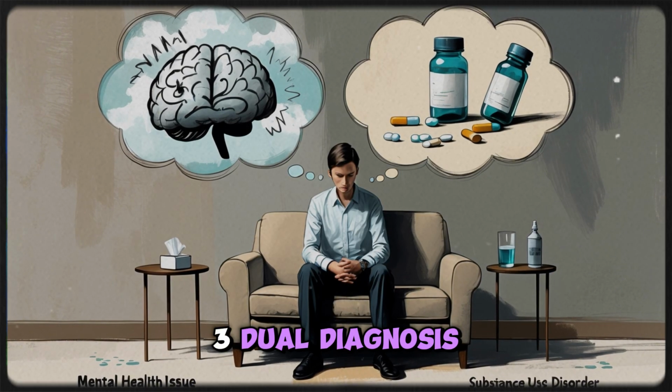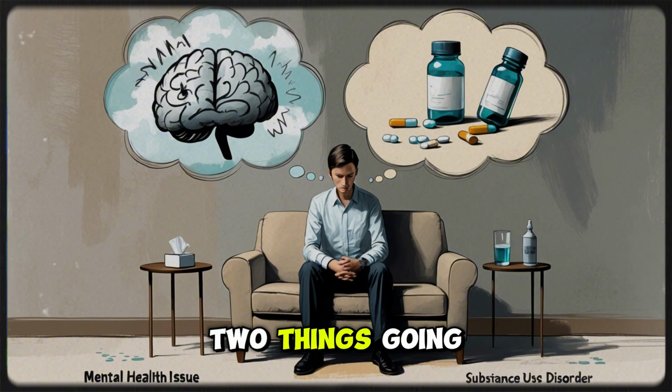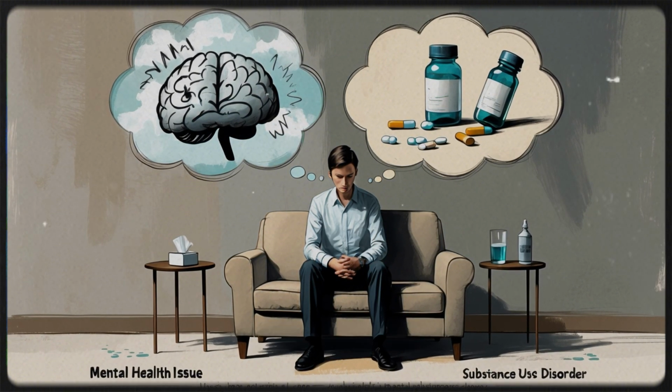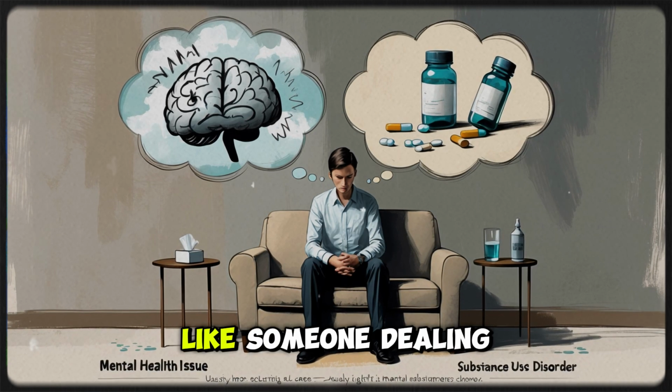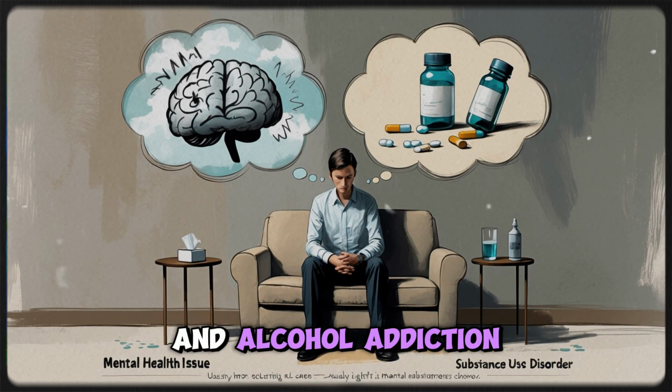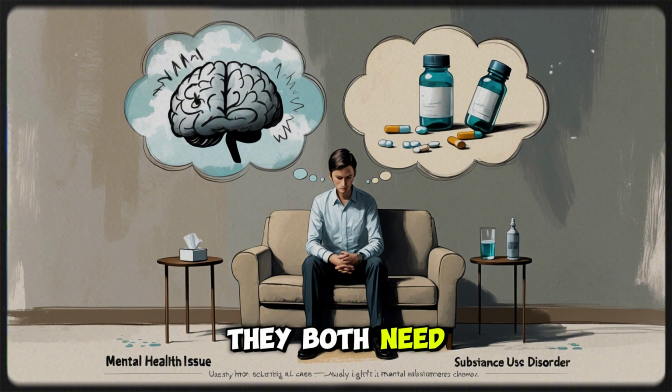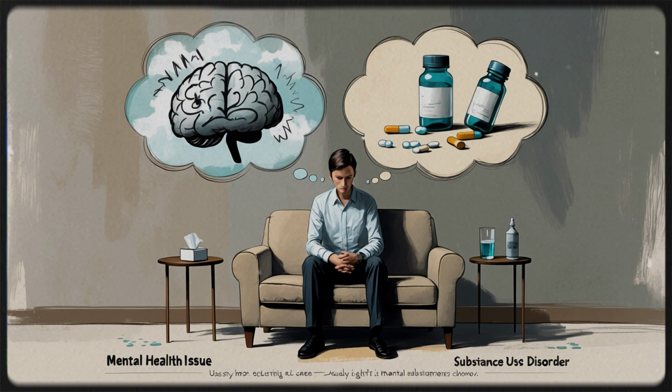3. Dual diagnosis. Two things going on at once. Usually a mental health issue and a substance use disorder. Like someone dealing with depression and alcohol addiction. They both need to be treated at the same time.